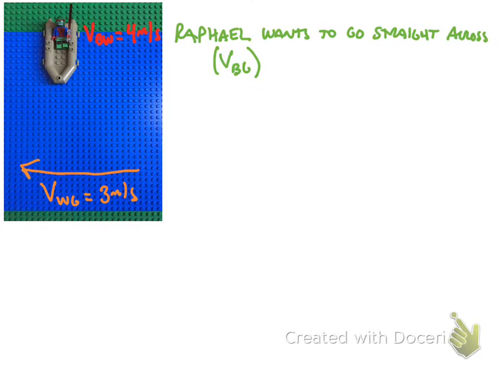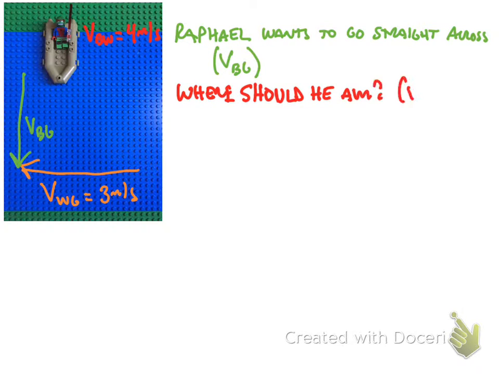So we're going to have the velocity of the boat relative to the ground. That means as you're standing on the ground, what you're going to see is Raphael go straight across the river. So we want him to end up going straight across. He's not going to aim straight across. He wants to end up straight across, as measured by the ground. So the question is, where should he aim for this to happen?